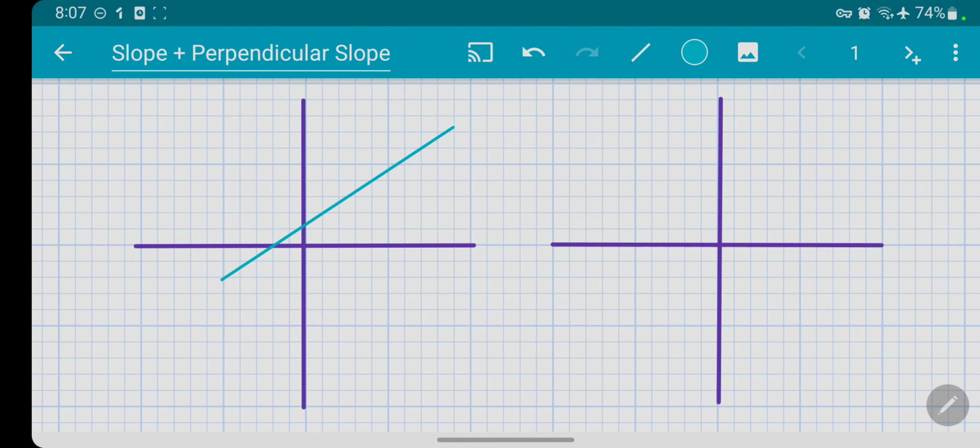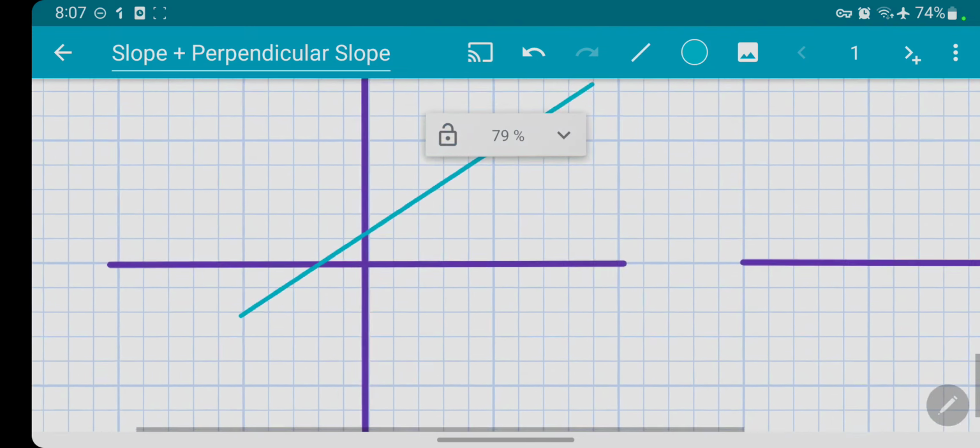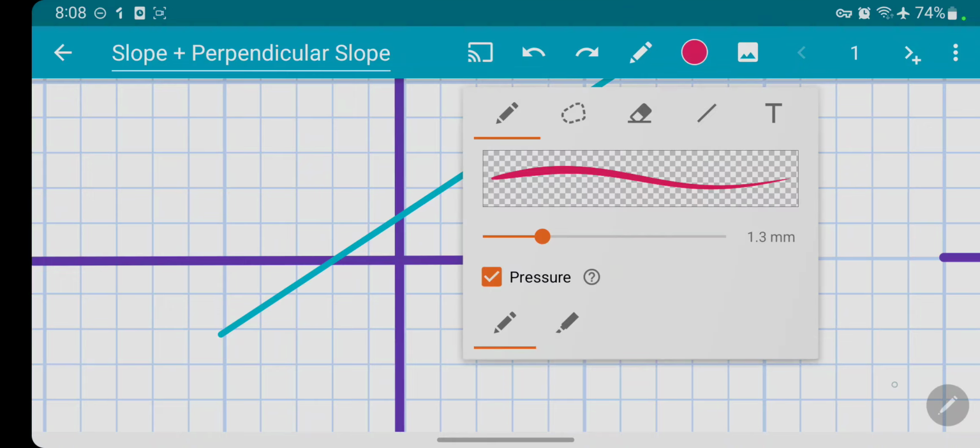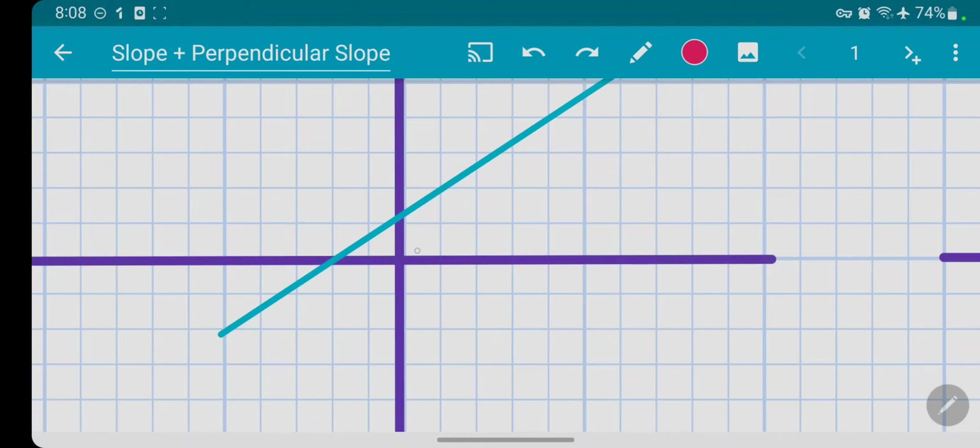All right, so today's lesson is about slope and perpendicular slope. If you have a grid here, this is 0, 0 in the middle. And then we have a 1, a 2, a 3. These are the x values, x coordinates. And up in the y space, we have 1, 2, 3, 4.